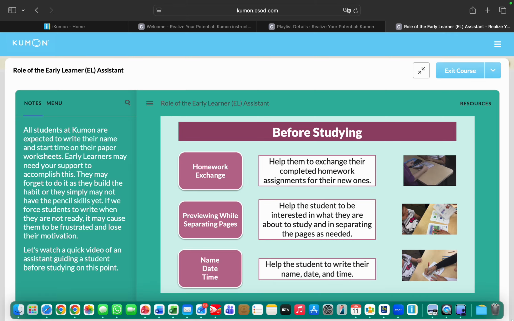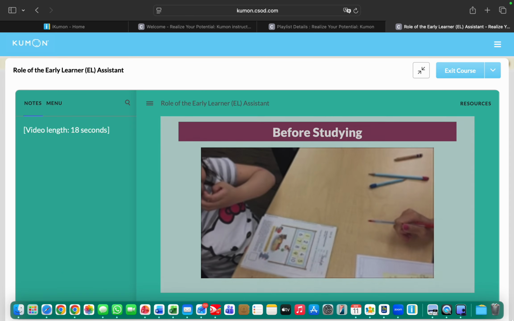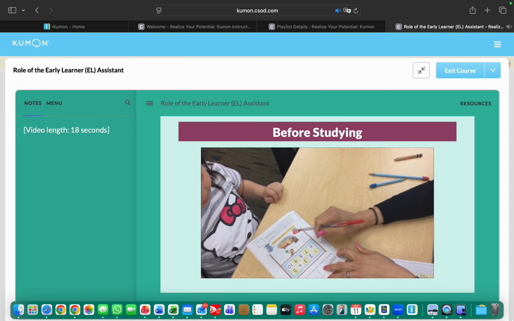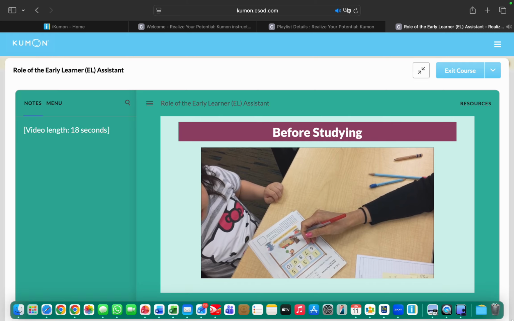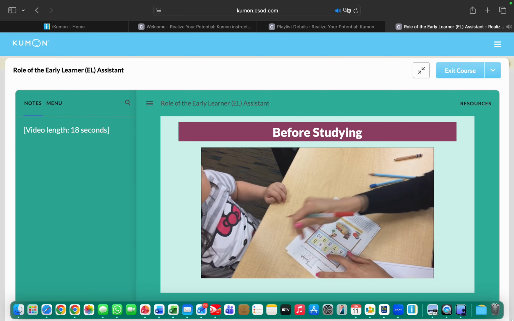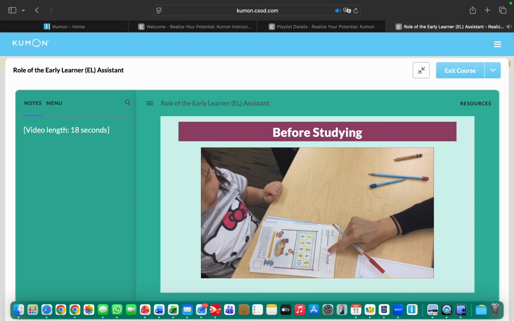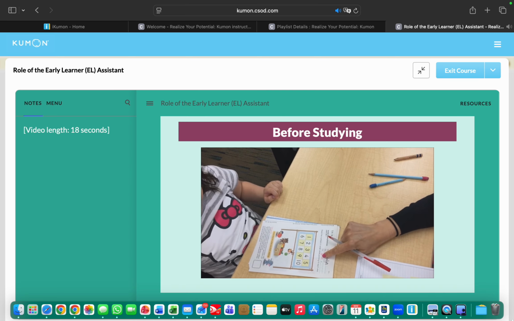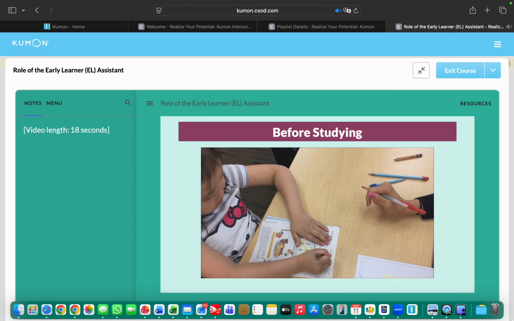So good. The next thing we're going to do is write the time. You see that clock over there? I'm going to write the time here in the spot. Could you trace that? It's 6:14. Can you trace that too? We always write the time at Kumon, okay?